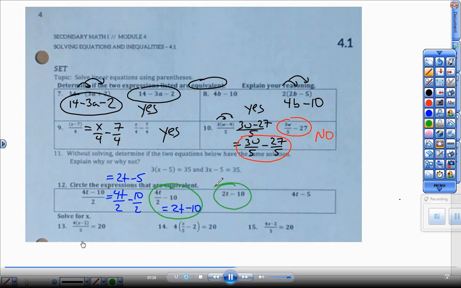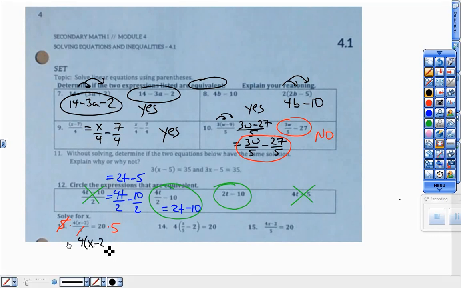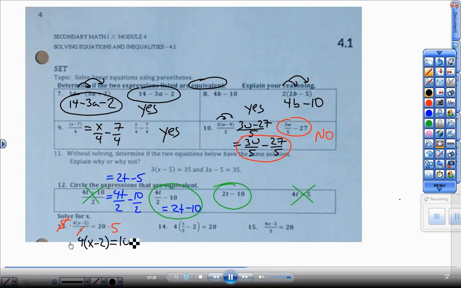All right, number 13, I'm sorry. So on 13, again, I'm going to isolate it. I'm going to multiply by 5 first. This one, I'm going to divide by 4 first. This one, I'm going to times by 5 first. So one step, timesing both sides by 5 eliminates that and just leaves me 4 times parentheses x minus 2 equals 20. I'm sorry, 100. 20 times 5. Distribute that 4 to get 4x minus 8 equals 100. And then shortly I'll show you how to solve these.